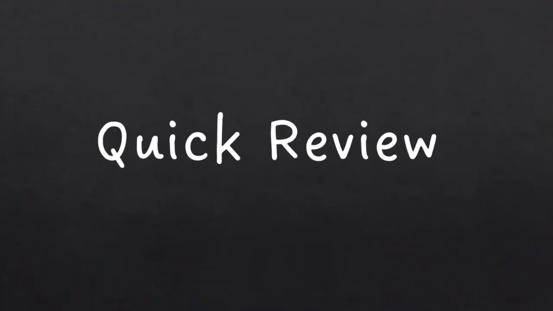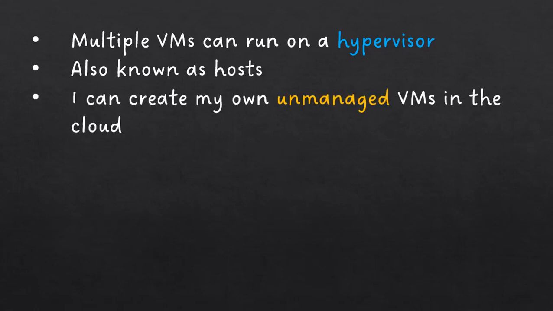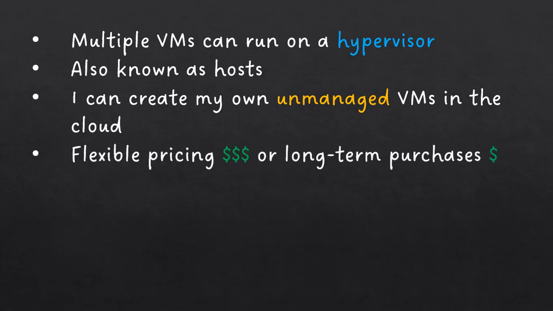Let's take a moment to do a quick review of some of the key concepts that we learned in this lesson. So we learned what a hypervisor was. A hypervisor is essentially a physical server that many VMs can run on. They are also known as hosts. So I can have a host with a hypervisor installed and run many virtual machines on top of it. And in the cloud, I can create my own unmanaged virtual machines, which means that I'm in charge of the operating system. I'm in charge of securing those virtual machines.